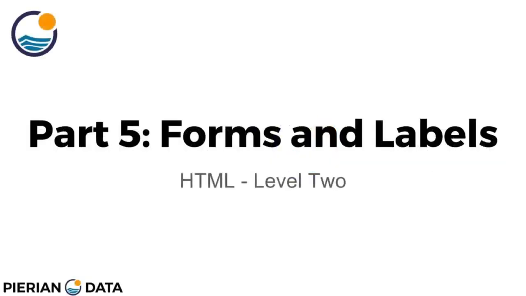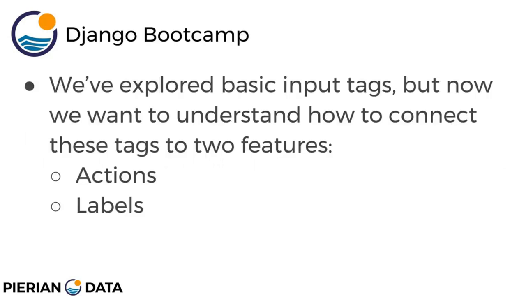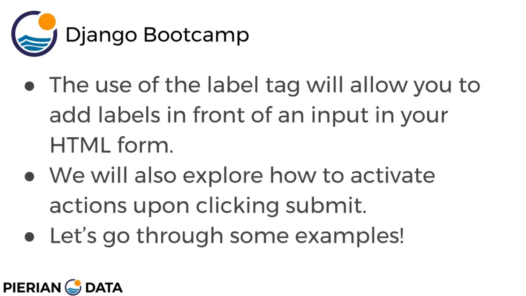Hello everyone, and welcome back to Part 5, Forms and Labels. We've already explored the basic input tags, things such as email types, password types, and we even saw some more fun ones such as the color type of inputs. But now what we want to do is really understand how to connect these various input tags to two features. One is an action upon clicking that submit button, and another one is actually labeling that input. The label tag will allow you to add labels in front of an input in your HTML form. We're going to be learning how to use the label as well as the for parameter inside of that label tag. And then we're also going to explore how to activate actions upon clicking the submit button.